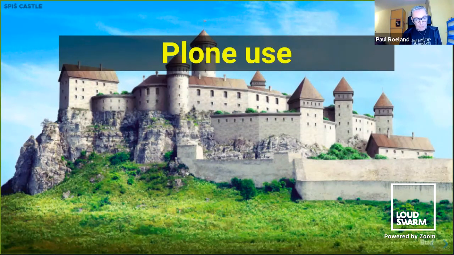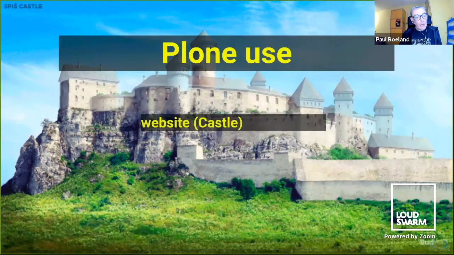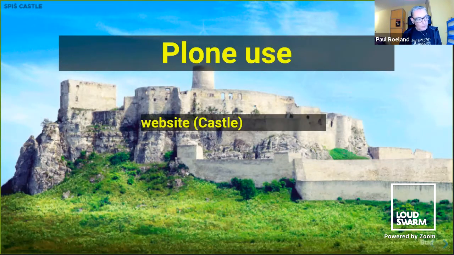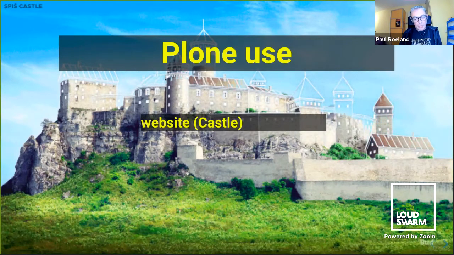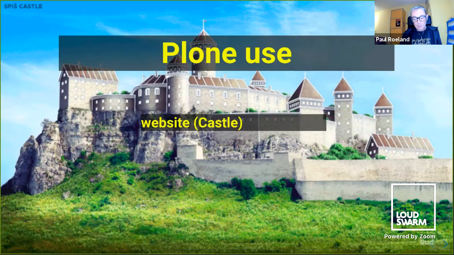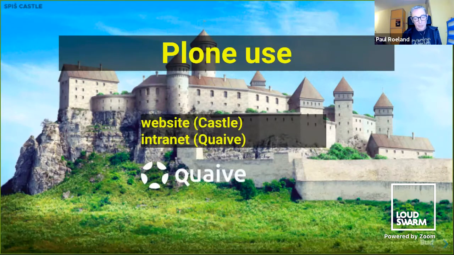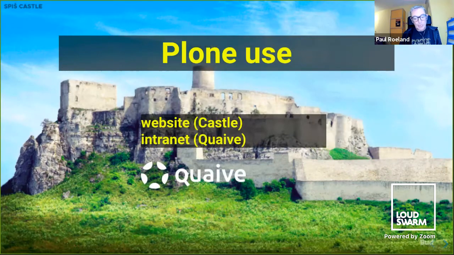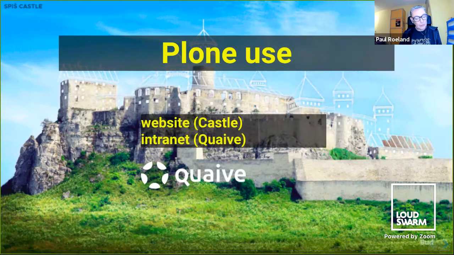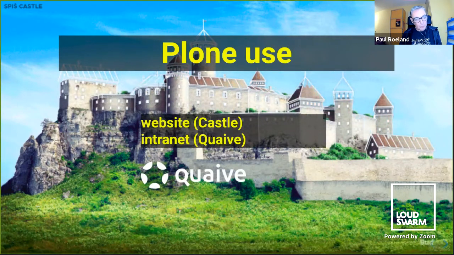Currently, this is what our setup looks like, more or less. Our main website uses Castle, which is a flavor of Plone, which I will tell a little bit more about. That is for our public-facing website. Then we also run an intranet, and we're using Quave, which is a social intranet, and we use that for the network-wide communications.